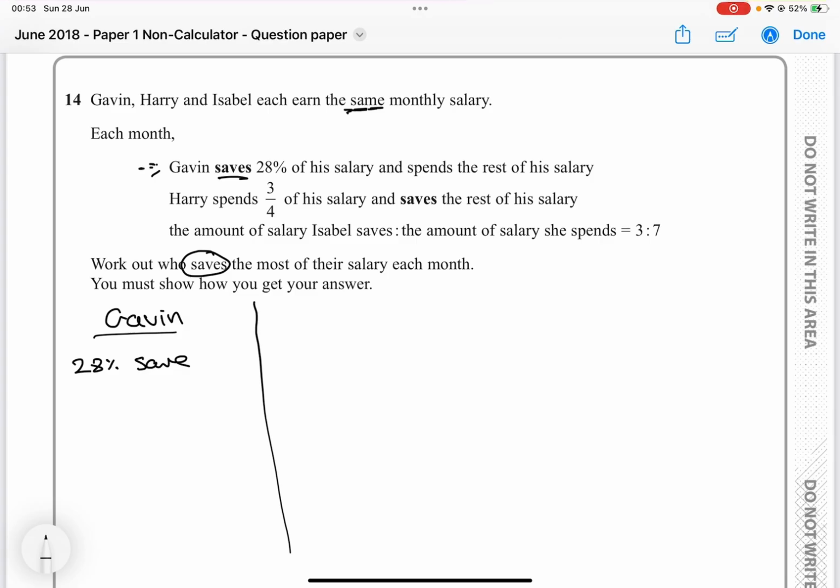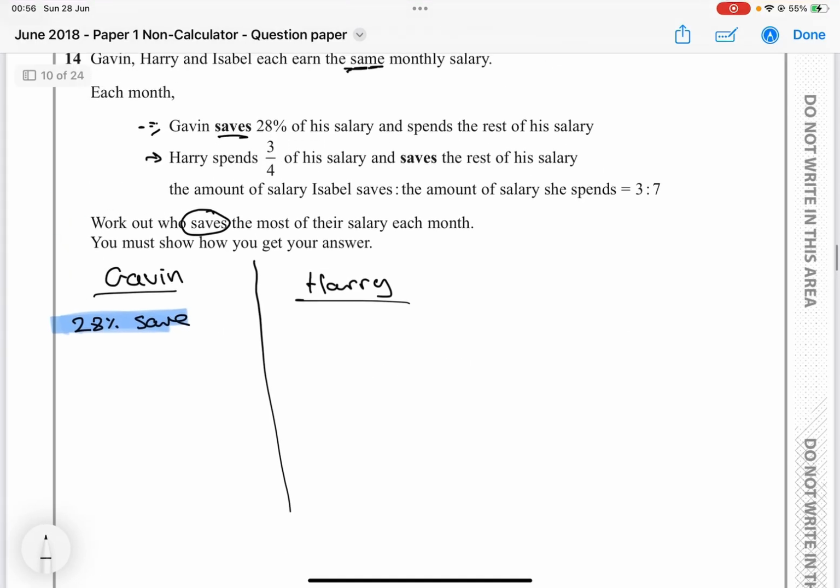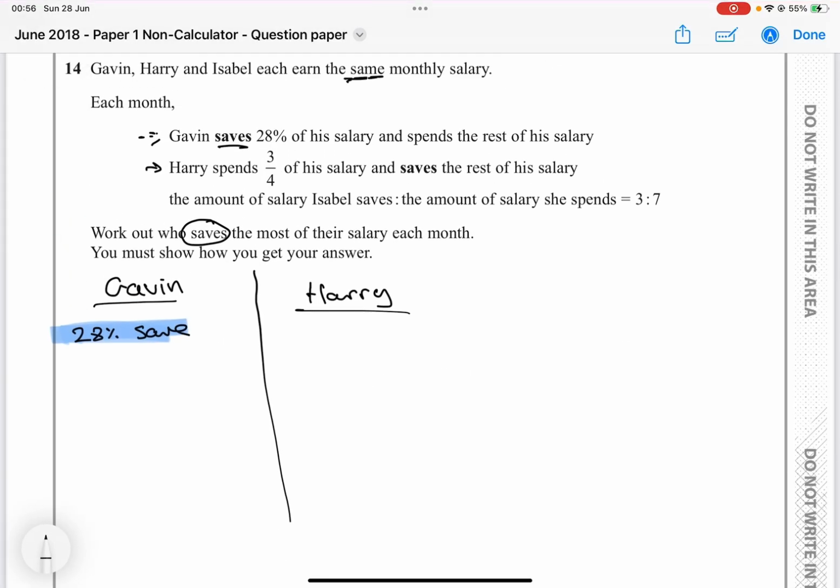28%, okay? So Gavin saves 28%. Now let's work on Harry. Okay, now on to Harry. We know that Harry spends 3/4. So if he's spending 3/4, he must save the rest, yeah? So if he spends 3/4, then he must save 1/4.